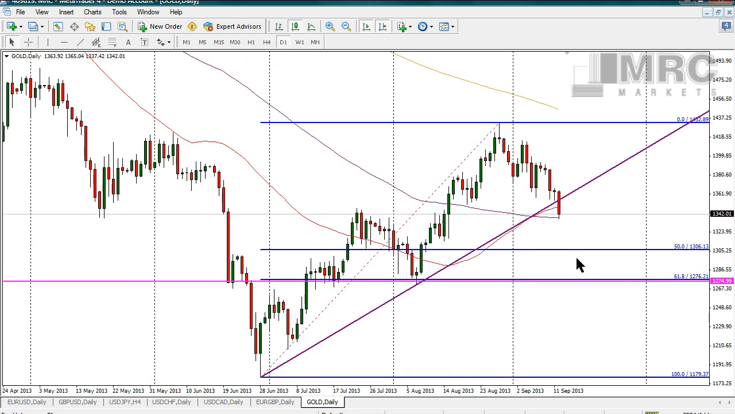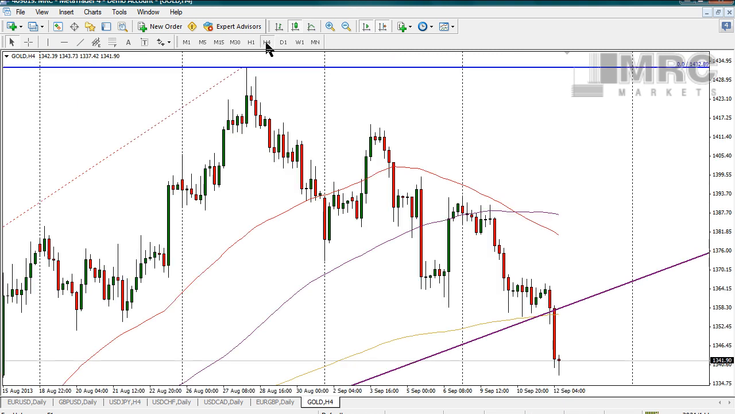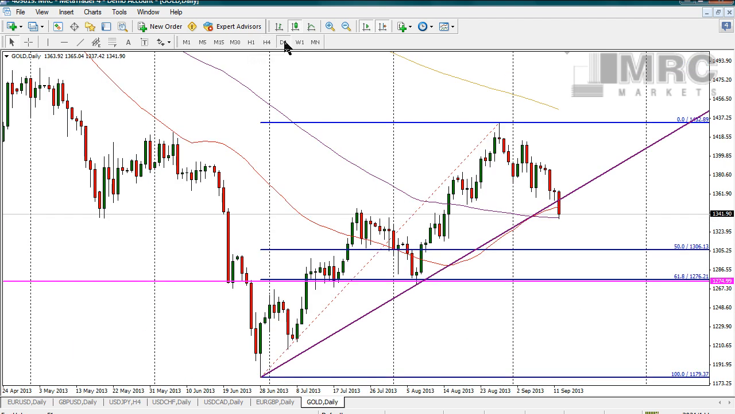In terms of shorter term time frames, nothing massively of interest really. It's just been grinding lower. So yeah, the key focus for me would be this fib setup here. If it closes above the trend line, then that trend line is still in play and it should rotate higher, in my opinion.